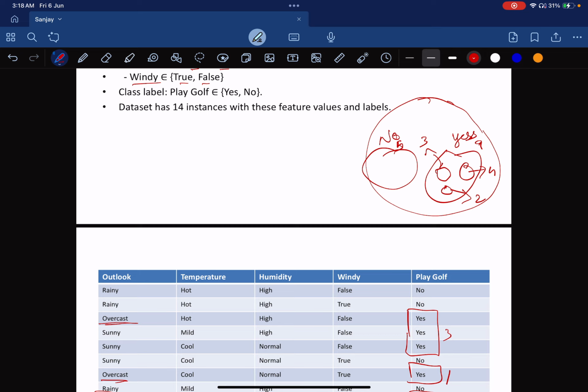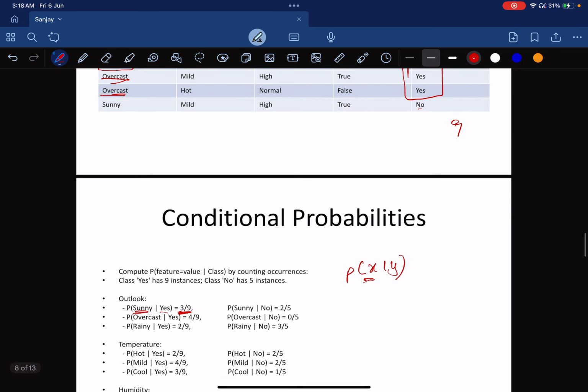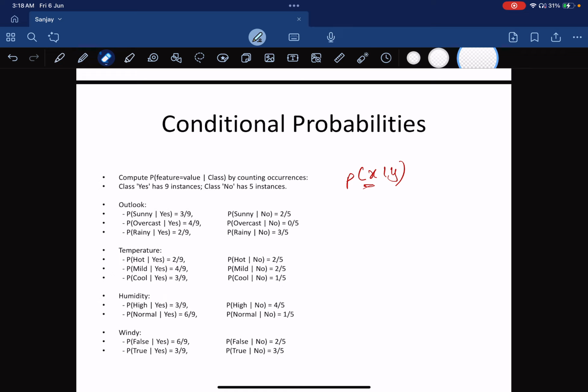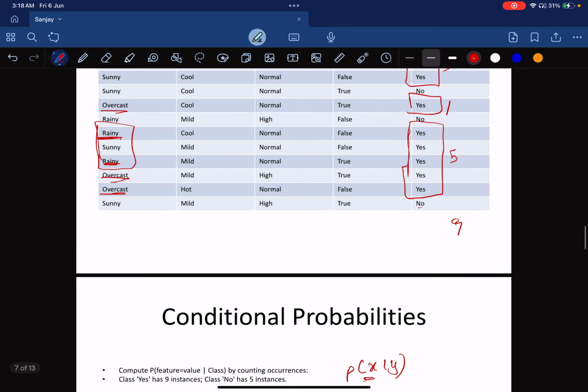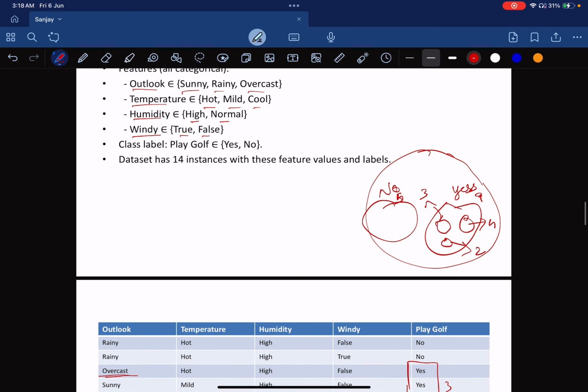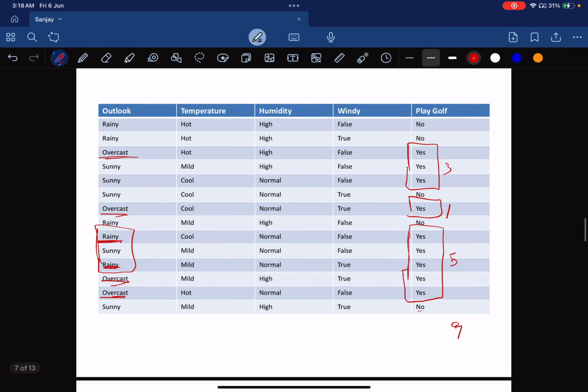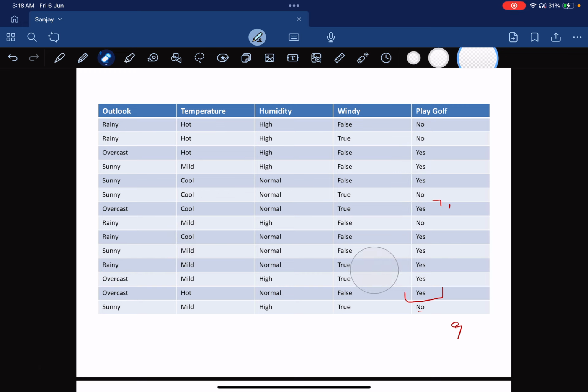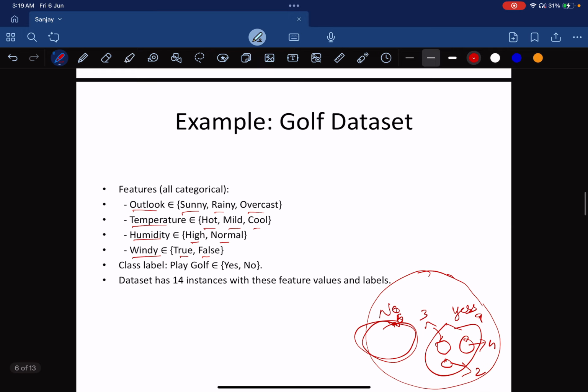What is the probability of sunny in the yes class? What is the probability of overcast? Similarly, in the yes class, what is the probability of rainy? We similarly do it for the no class also. In the no class, what is the probability of sunny? For example, let's take the no class. These are the no class: no, no, and there are five entities in the no class.